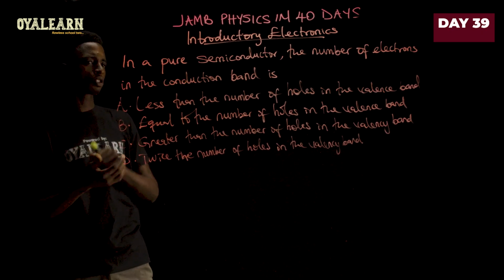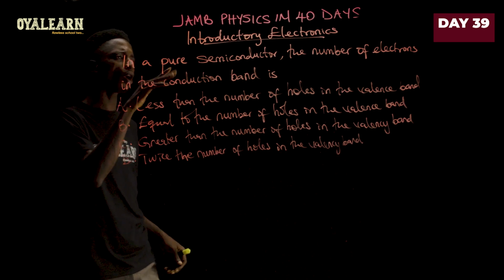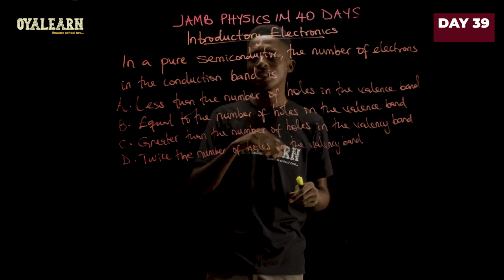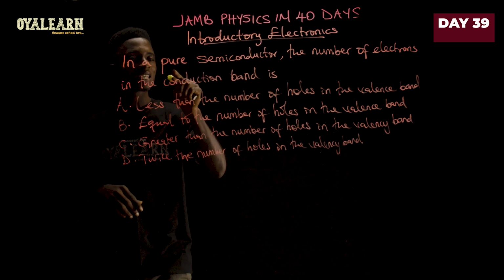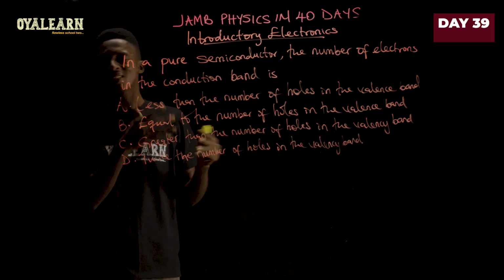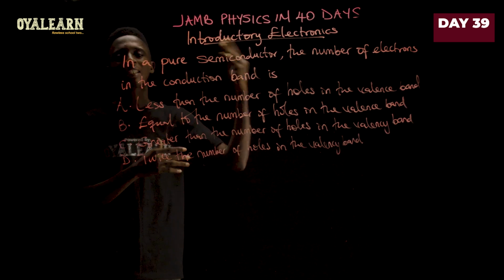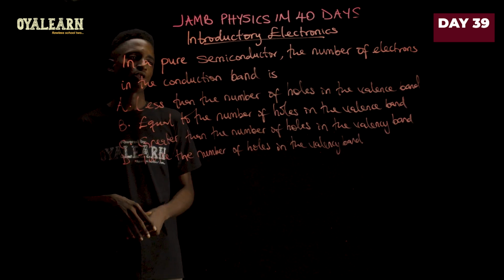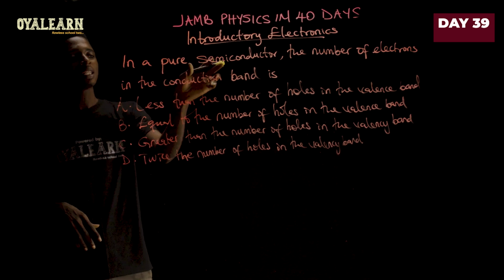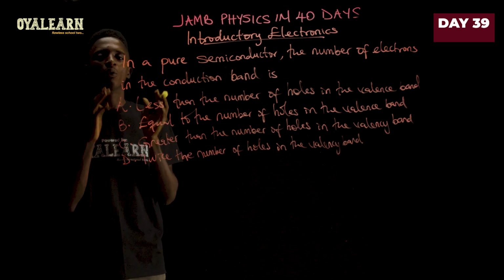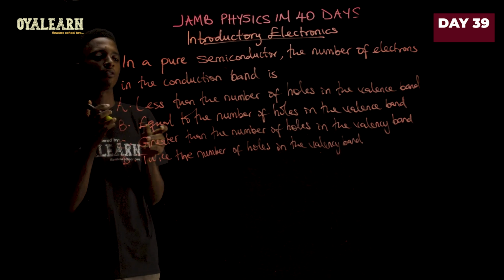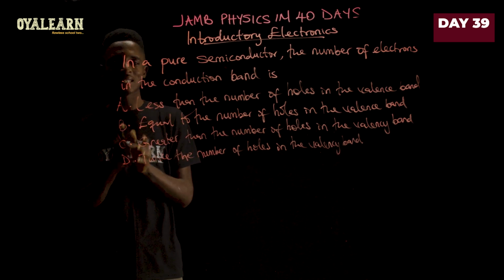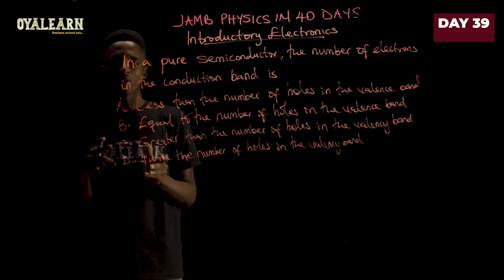So let's start with this question, which says, in a pure semiconductor, the number of electrons in the conduction band is... Now, remember this statement says pure semiconductor. It could be twisted to say an intrinsic semiconductor. So intrinsic means pure state semiconductor, okay? When it is in its pure state, the number of holes and electrons are balanced. They are equal to each other, okay?